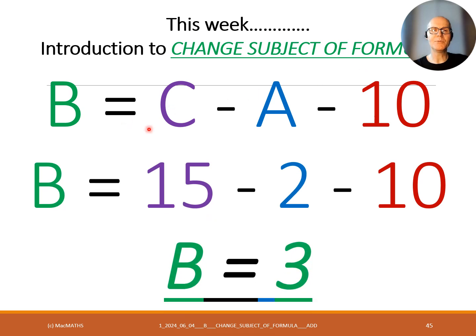So b equals c minus a minus 10. b equals 15 minus 2 minus 10. 15 minus 2 is 13, minus 10 equals 3. So we've worked out, given these variables, c is 15, a is 2, that b will equal 3.